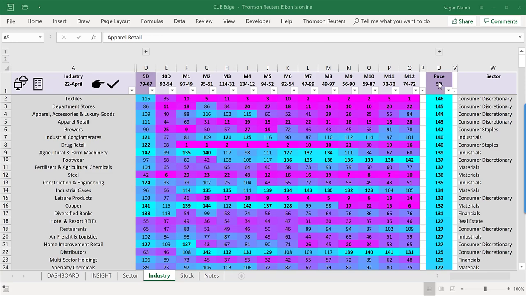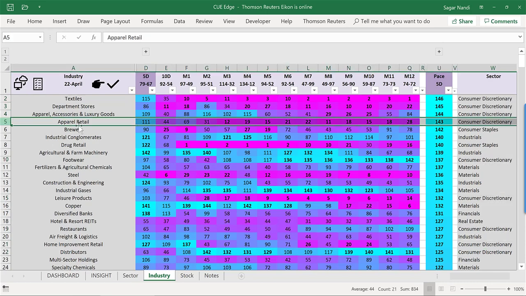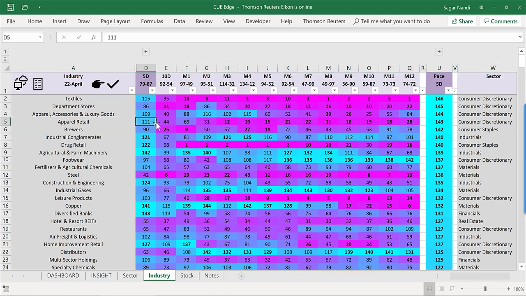In QH, the accelerating industries are shown by cyan color under base column. Several of the most accelerating industries are in consumer discretionary sector. Apparel retail is one of them. Looking to the right, you can see that the score was in magenta color for many review periods. Under 5 days, the score is not fully cyan yet. The score is 111, 111.